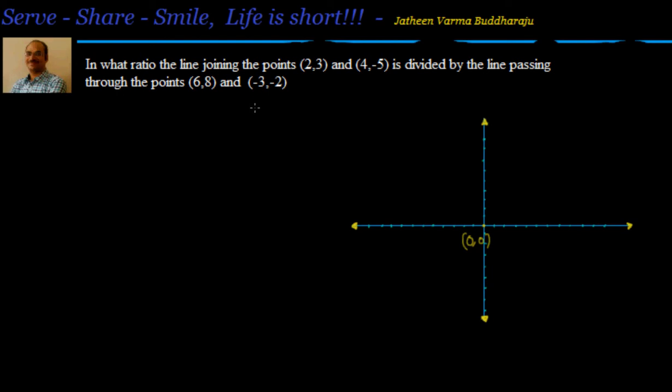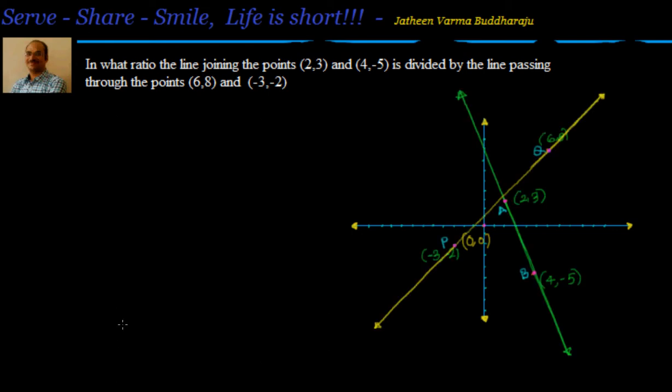So let's try to plot this. I have plotted the points. You can see (2, 3) and (4, -5). The line segment, let us say, is AB. And then we have (6, 8) and (-3, -2). That's nothing but line segment PQ.